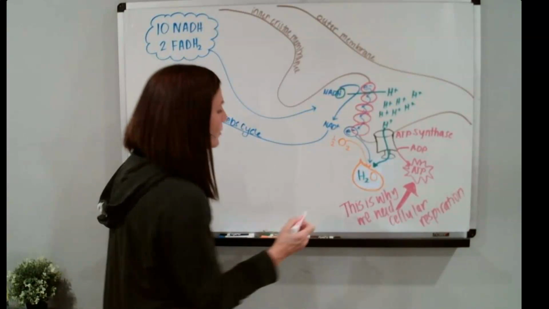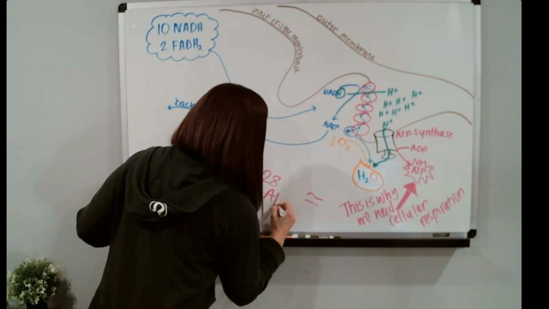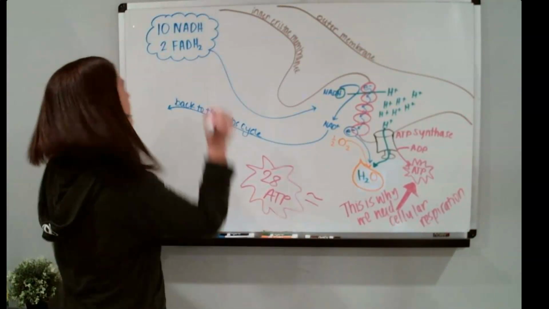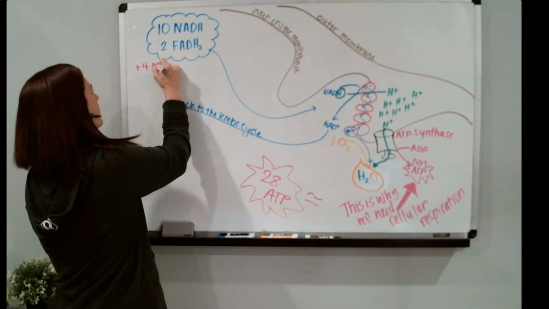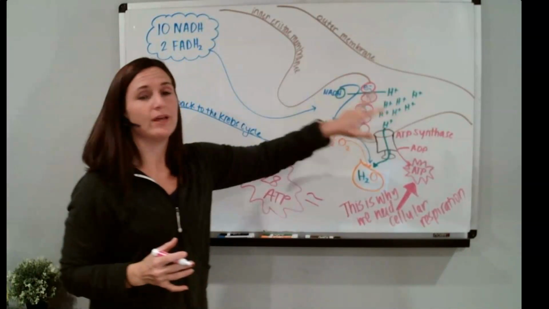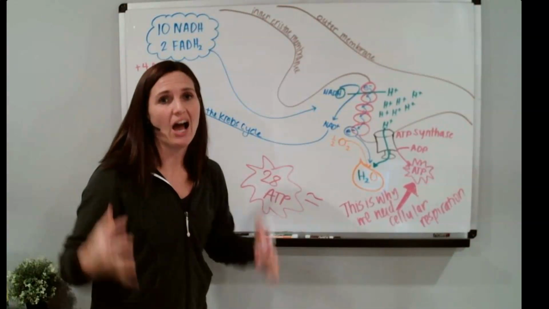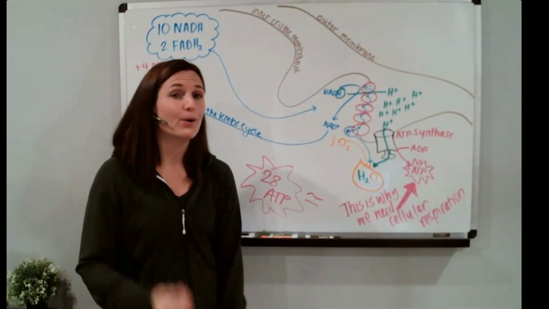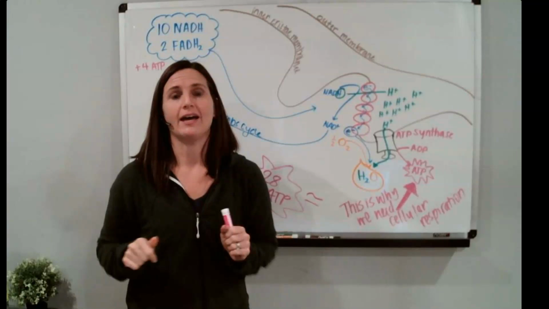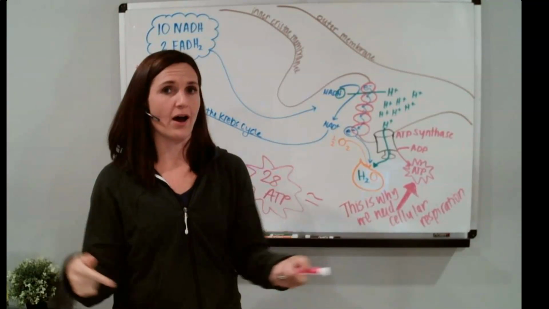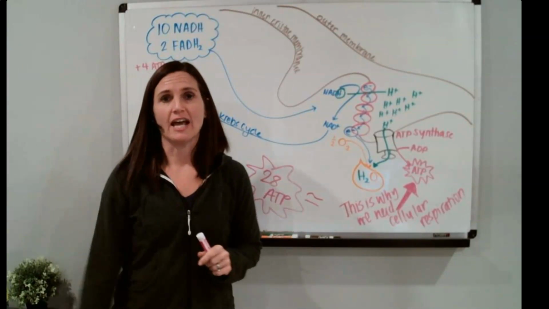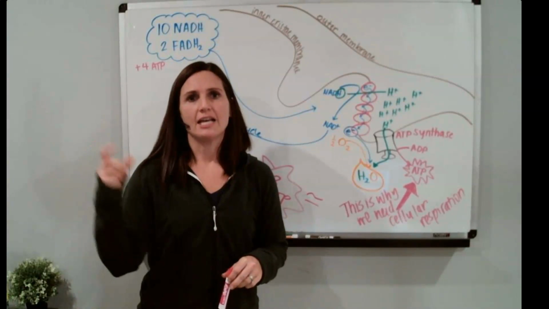This process kicks out about 28 ATP. 28. In all of the rest of this time, we made 4 ATP. But the NADHs and the FADH2s, coupled with the electron transport chain, are going to kick out 28 ATP per glucose. That's enough energy for you to grow so big and for you to think so many thoughts and for your body to grow to be so many cells. They need a lot of energy. And so aerobic cellular respiration is what allows for that.